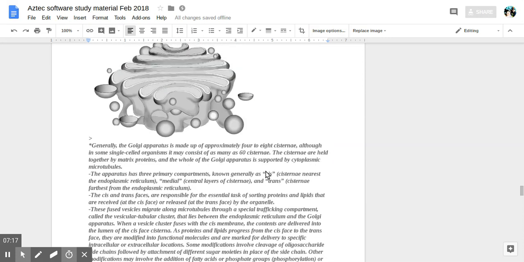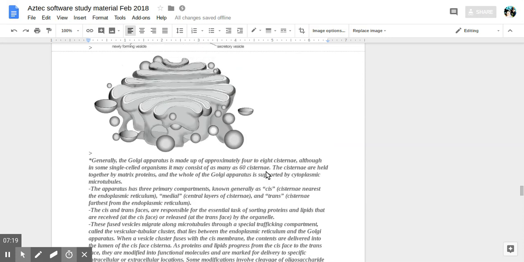Generally, the Golgi apparatus is made up of approximately 4 to 8 cisternae, although in some single-celled organisms it may consist of as many as 60 cisternae. These are held together by matrix proteins, and the whole of the Golgi apparatus is supported by cytoplasmic microtubules. The apparatus has 3 primary compartments: the cis-cisternae nearest the endoplasmic reticulum, the medial or central layers of cisternae, and the trans-cisternae furthest from the endoplasmic reticulum.